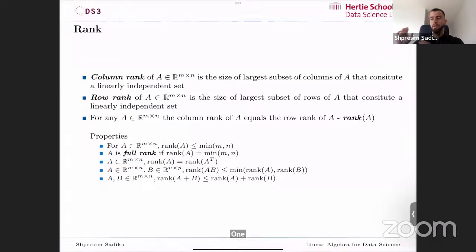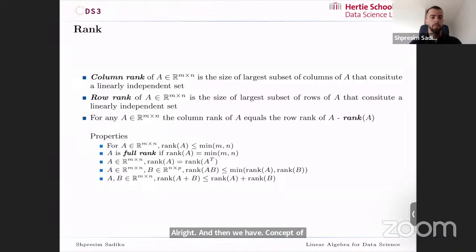All right. Then we have the concept of rank. The column rank of a matrix A in R^(m times n) is the size of the largest subset of columns of A that constitute a linearly independent set. On the other hand, the row rank of a matrix A in R^(m times n) is the size of the largest subset of rows of A that constitute a linearly independent set.